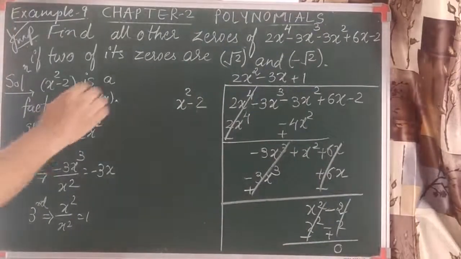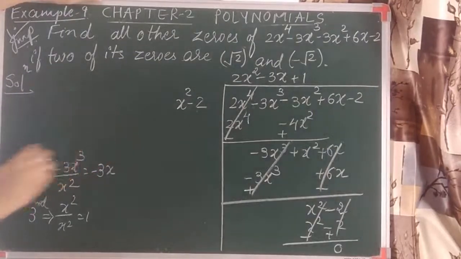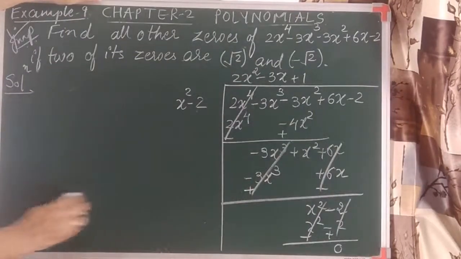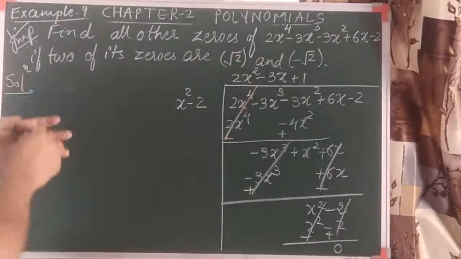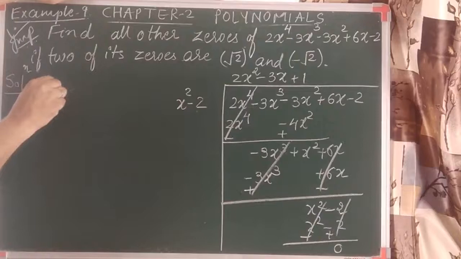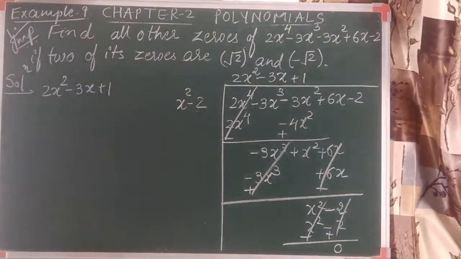Now how to obtain the rest of the two zeros? As we discussed earlier, the quotient which we obtain. Here what is the quotient? Here the quotient is 2x square minus 3x plus 1. So let us find the factors of this quotient. As it is a quadratic polynomial, the factors must be obtained by the splitting method.